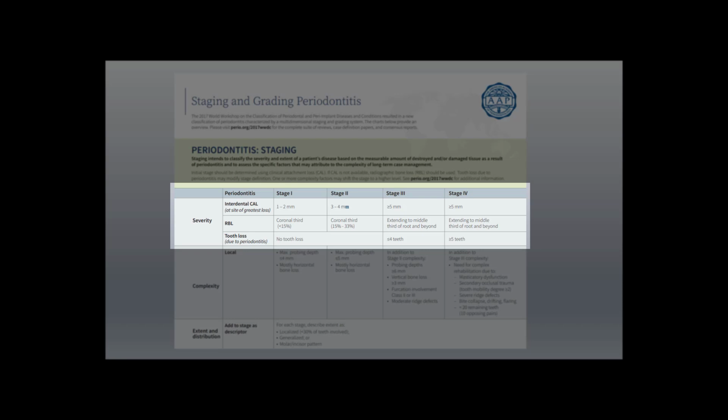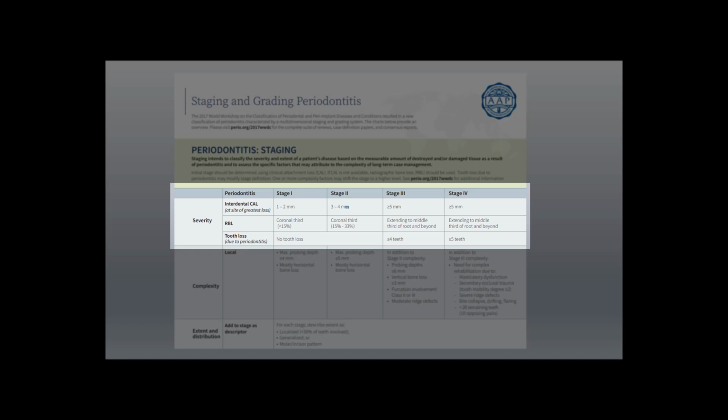So remember, you may get a 4 or 5 millimeter pocket, but if there's inflammation there, that's really not attachment loss. It's just gingival enlargement. So it's important when you're determining the stage that you're actually going and feeling for the CEJ and subtracting that measurement from the probe depth. So remember, CAL is from CEJ to epithelial attachment.